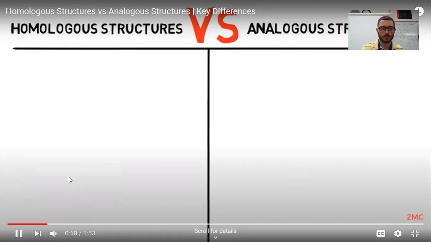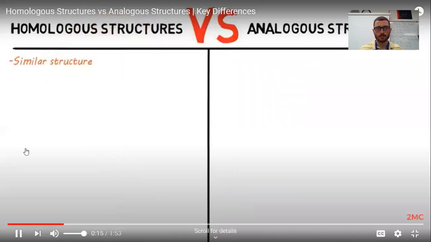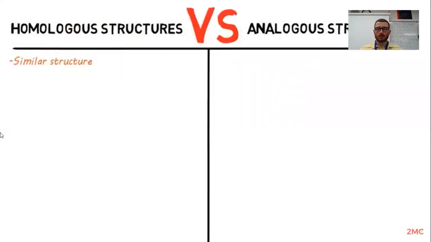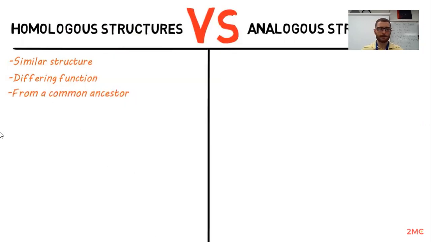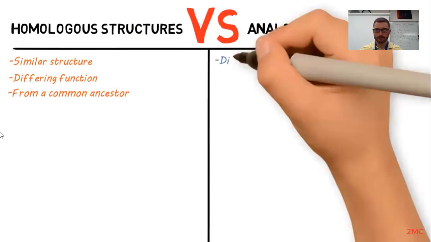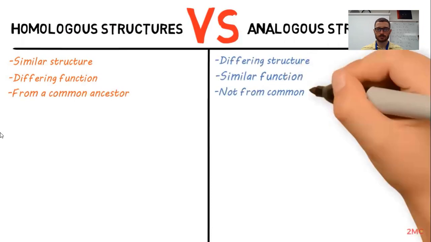Let's talk about homologous structures first. Homologous structures have a similar structure, meaning their anatomy or bone structure is similar. They have a differing function, so a wing versus an arm versus a fin, for example. They form from a common ancestor. Analogous structures, on the other hand, have a differing structure, so they do not have a similar anatomy, but they do share a similar function, so wings, fins, things like that. And they do not form from a common ancestor.